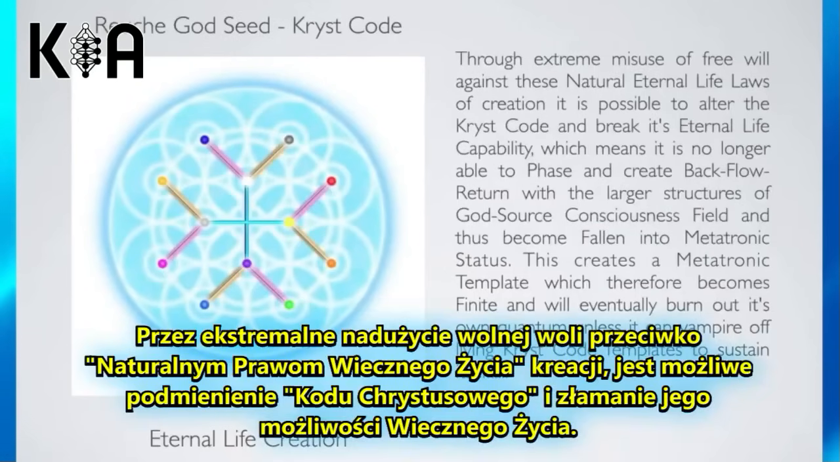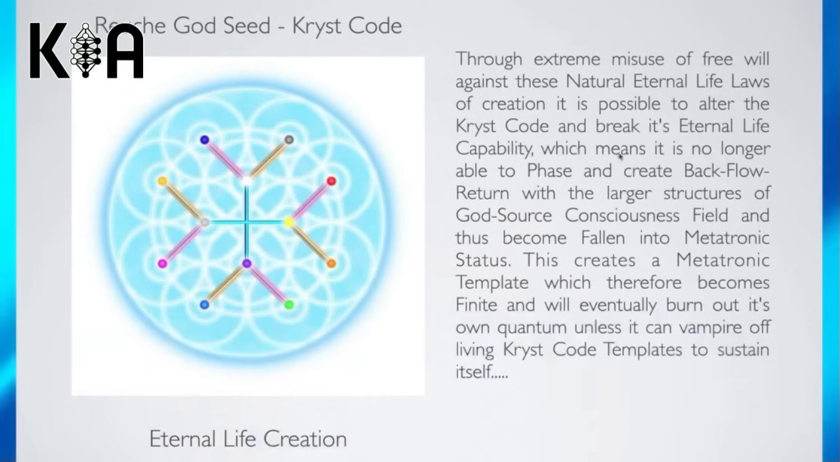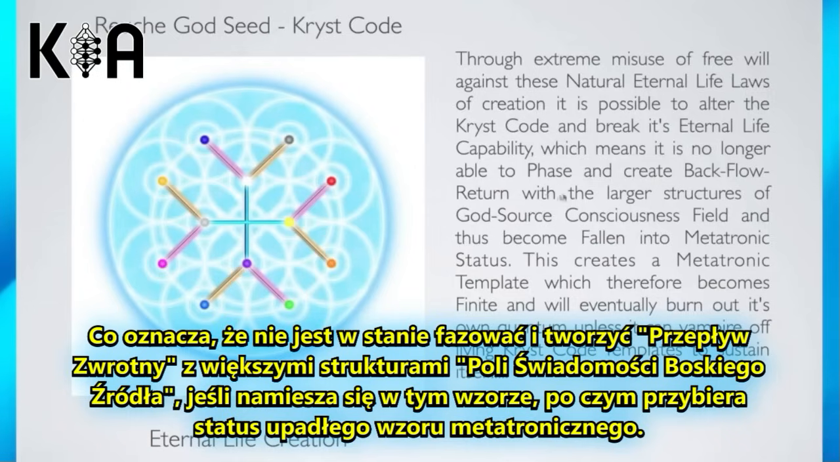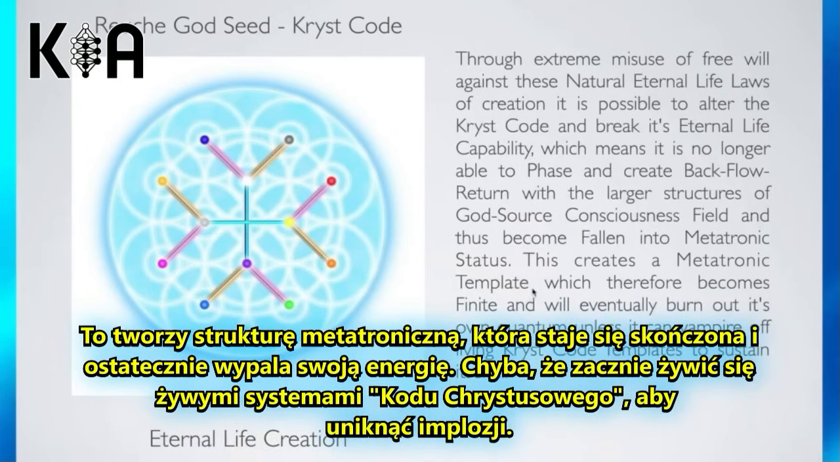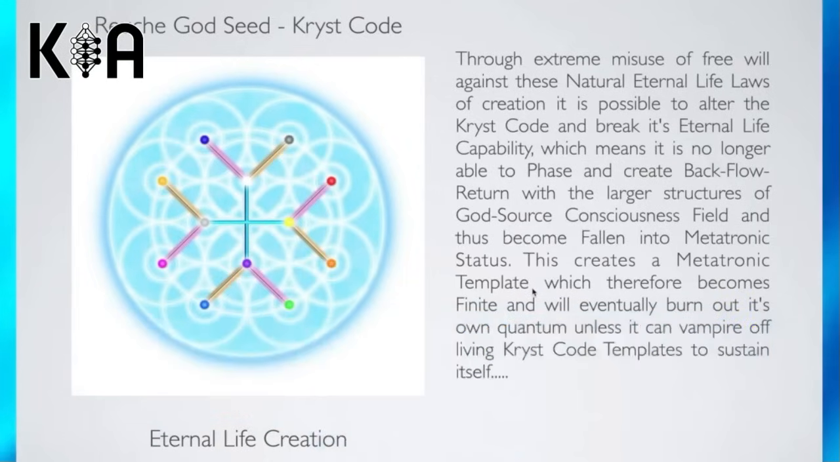Through extreme misuse of free will against these natural eternal life laws of creation as defined in the Christ code, it basically means it's no longer able to phase and create backflow return with the larger structures of God's source consciousness field if you mess around with this template, and thus it becomes fallen into Metatronic status. This creates a Metatronic template which therefore becomes finite and will eventually burn out its own quantum unless it can vampire off living Christ code systems to sustain itself.